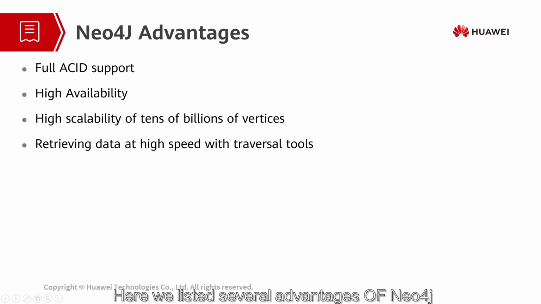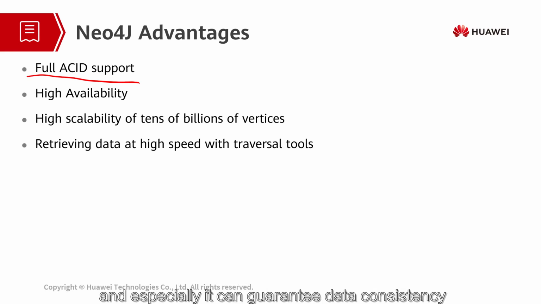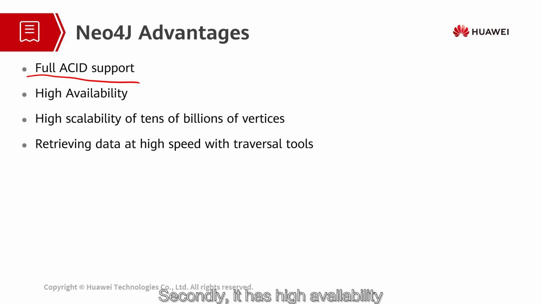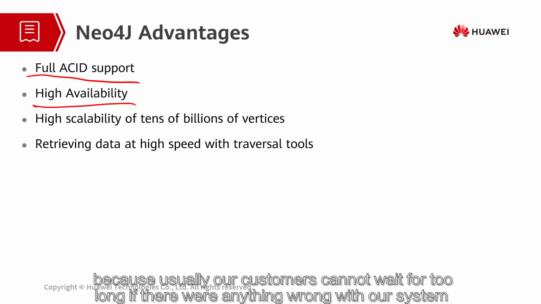Here, we listed several advantages of Neo4j. Firstly, it has full ACID support, which means that it can support transactional operations, and especially it can guarantee data consistency. This is awesome because most NoSQL databases do not have full ACID properties. Secondly, it has high availability. So we know that in real industry, availability is very important because usually our customers cannot wait for too long if there was anything wrong with our system.